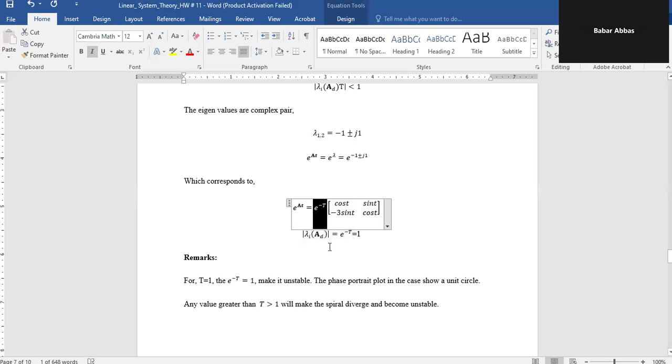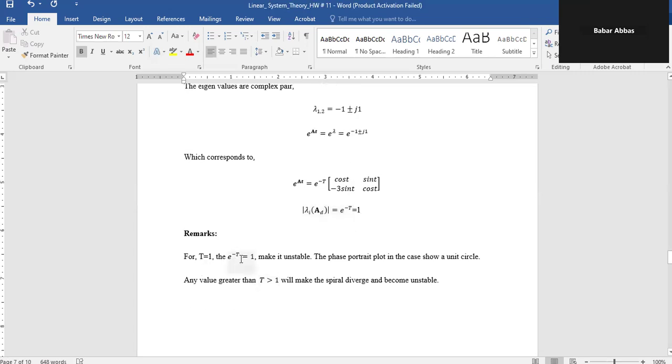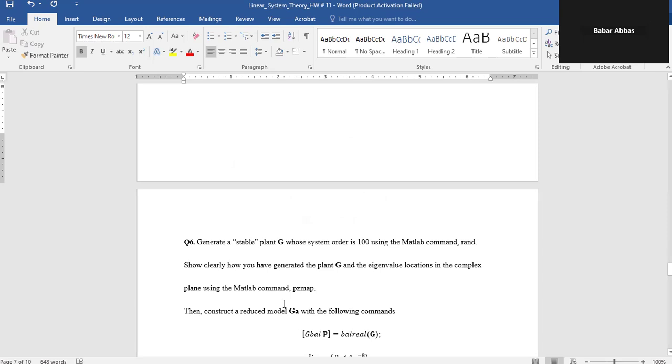So for the discrete time system, when this value is e to the power 1 minus t and the sampling time is equal to 1, the system will become unstable. It should be less than 1. So for t equal to 1, e to the 1 minus t is equal to 1, which makes it unstable. A value greater than or equal to 1 will make the spiral system unstable. If the system is stable, the spiral converges to 0 as time goes to infinity.